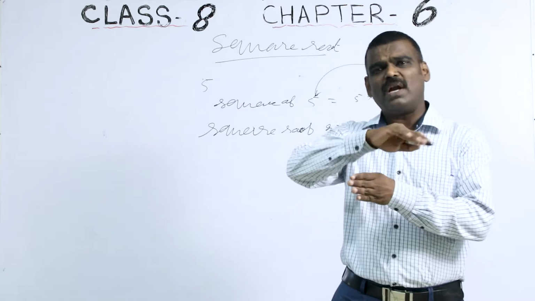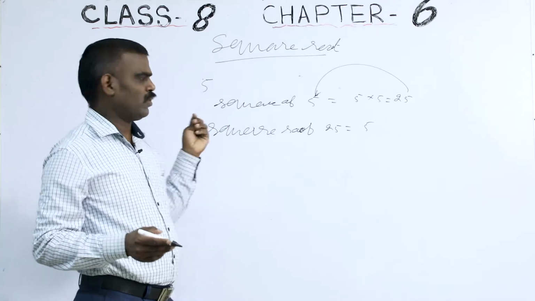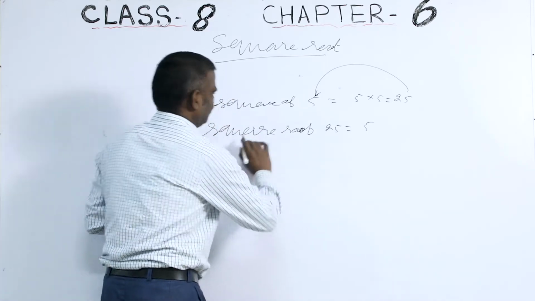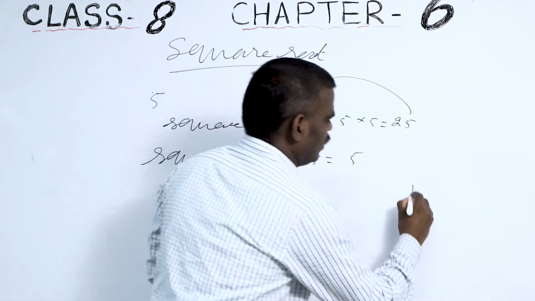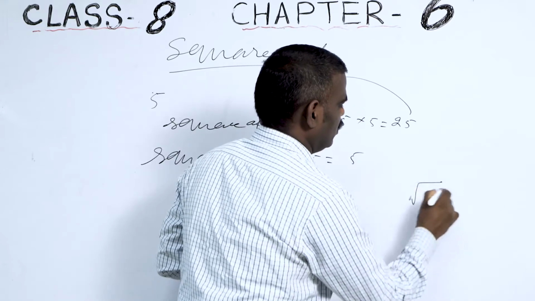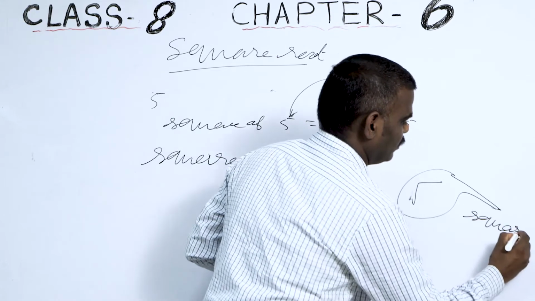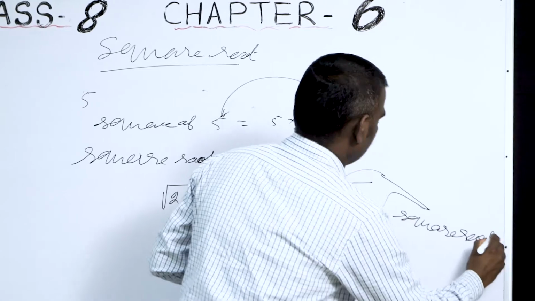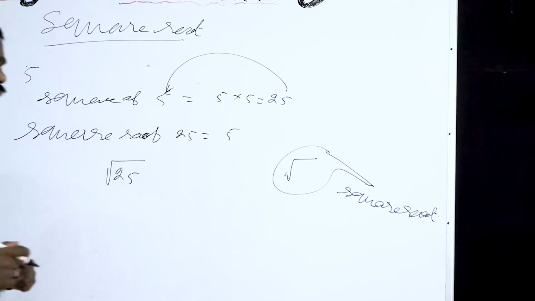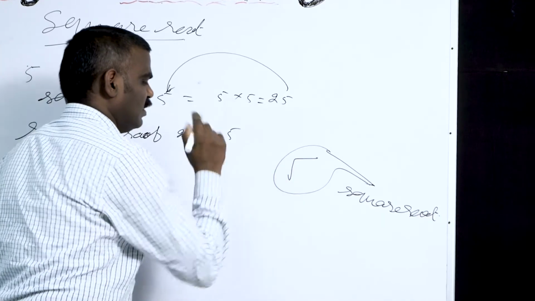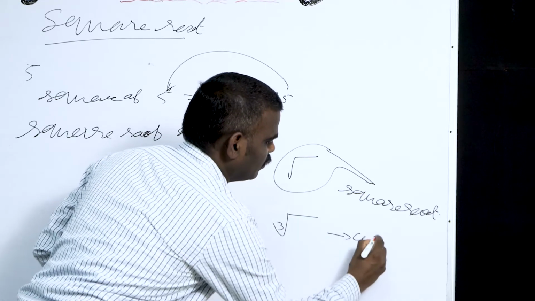Square, just do and undo. That is called from square back to which one? Square root. For square root there is a symbol. The meaning of this symbol is square root. Suppose if in this hook a 3 is here, then it is called which one? Cube root.